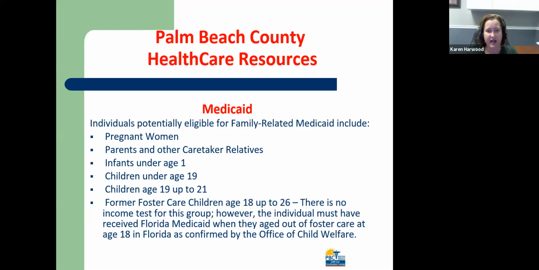So once you do that application, you may get share of cost instead of full Medicaid. But if you have a chronic condition where the medications are very expensive, you may be able to meet that share of cost with the medications that you're on or the care that you need for that chronic condition. So again, it's always worth calling a community partner or doing the application online if you're able to do that.